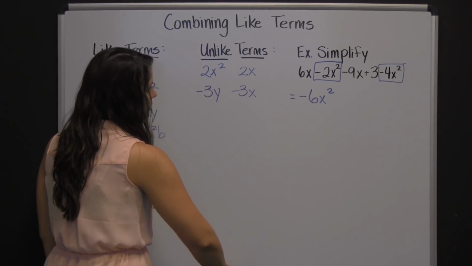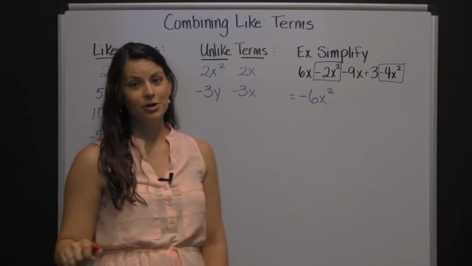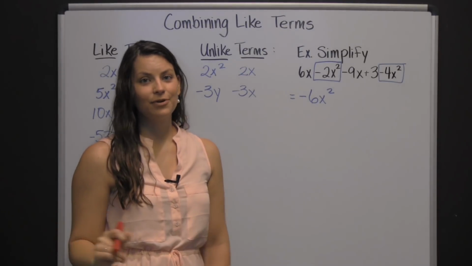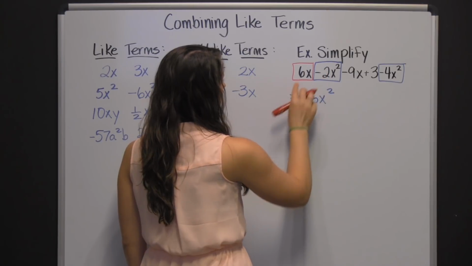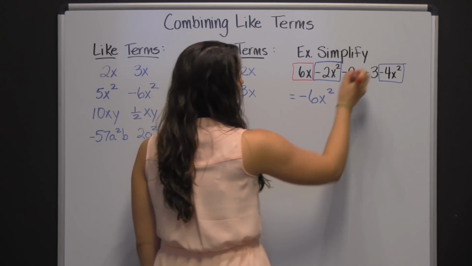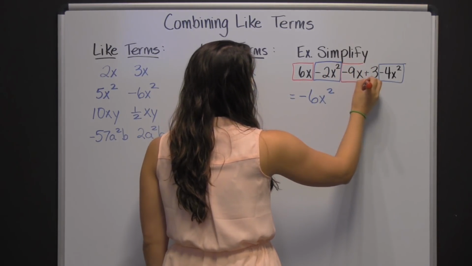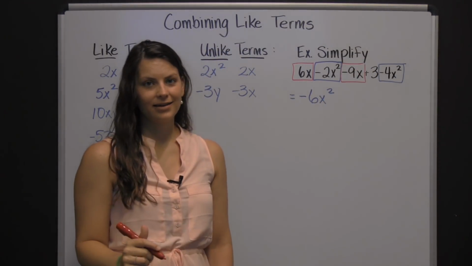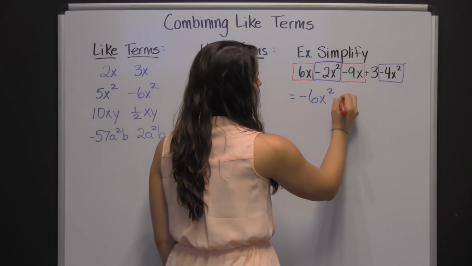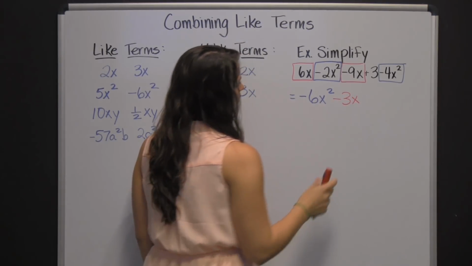Next, we go to our x terms, our linear terms, because they have an exponent of 1. This is a positive 6x, since there isn't a minus sign in front of it. Then we have a minus 9x. So 6x minus 9x would be negative 3x, or just minus 3x.